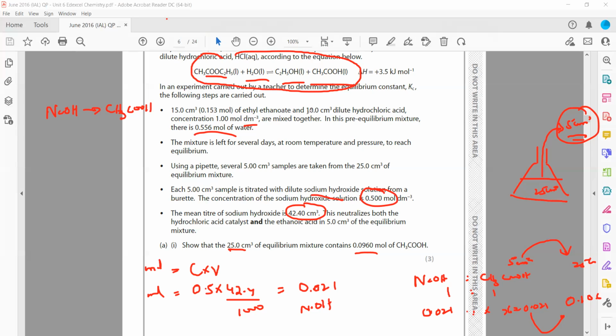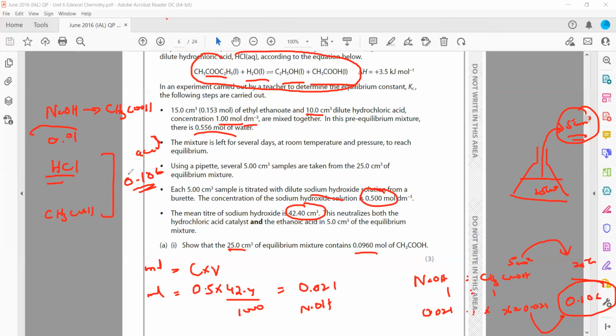And in a pre-equilibrium, we were having 10 cm cube of 1 mole per dm cube hydrochloric acid. So these are the total number of moles, because we already have HCl. See, we have HCl in the mixture and we have ethanoic acid also in the mixture. And the total number of moles of acid, which is 0.106, is the total number of moles of hydrochloric acid and ethanoic acid. So we'll find the moles of hydrochloric acid: concentration 1, and the volume is 10 divided by 1000. So it will be 0.01.